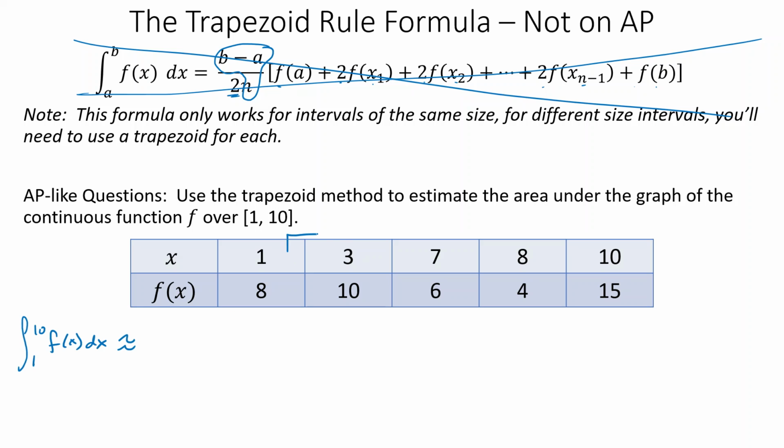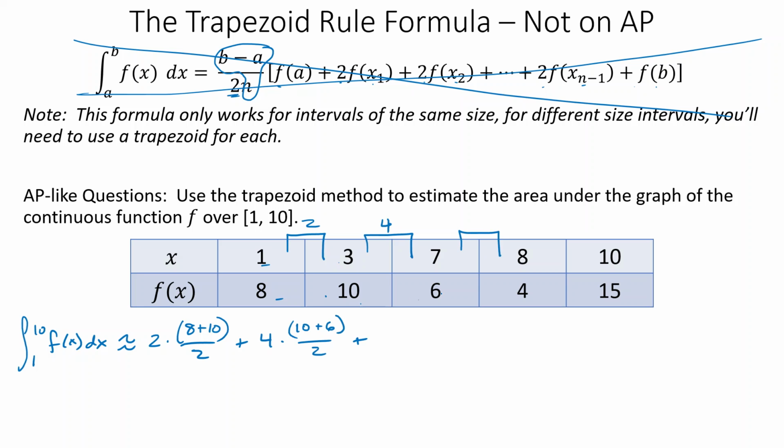and then we make a trapezoid from here to here. So this length is 2. So the width there is 2. Then we've got the average of these two heights. So it's 8 plus 10 divided by 2. Plus, then we've got this one from 3 to 7. Notice it's a different length. It's 4. So we get 4 times the average of these two heights. 10 plus 6 divided by 2.